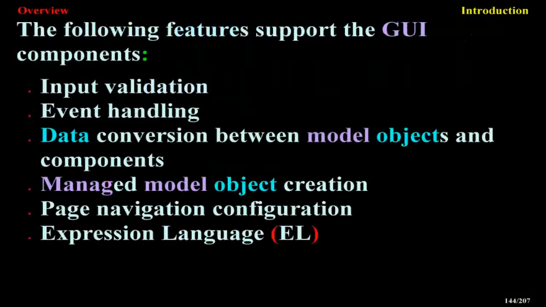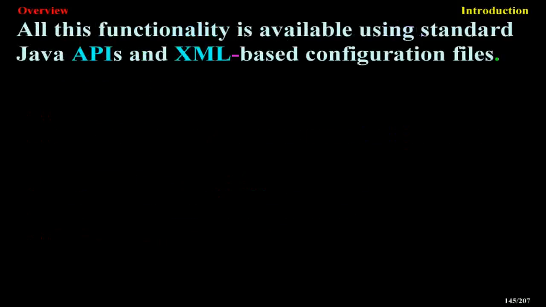4.01 markup. The following features support the GUI components: input validation, event handling, data conversion between model objects and components, managed model object creation, page navigation, configuration, expression language (EL). All this functionality is available using standard Java APIs and XML-based configuration files.